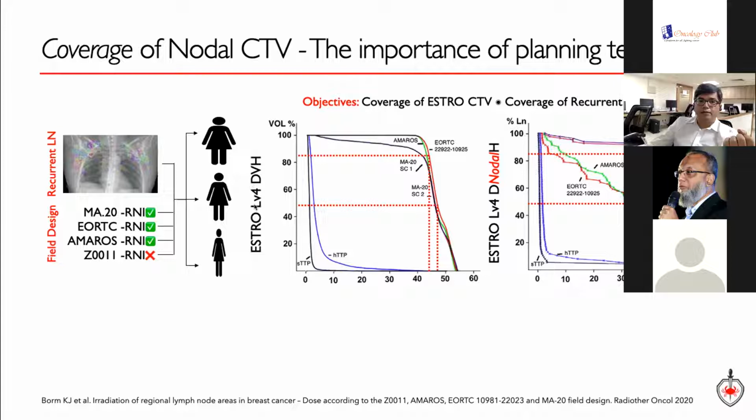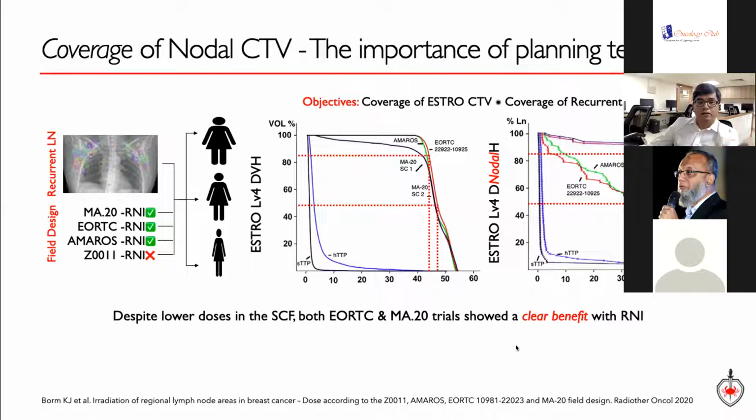This is the coverage of the ESTRO level 4 dose volume histogram, and this is the dose nodal histogram, basically showing how many percentage of nodes in level 4 received the dose. They did this analysis for all the levels, and I just want you to have a look at this line. They prescribed 50 gray in all of these planning techniques. 95% of the dose was received by only about 50% of this level 4. And again, 95% of the dose covered only 50% of nodes.